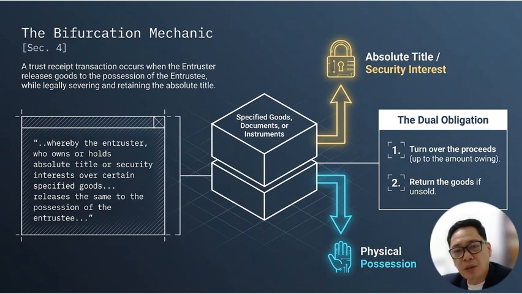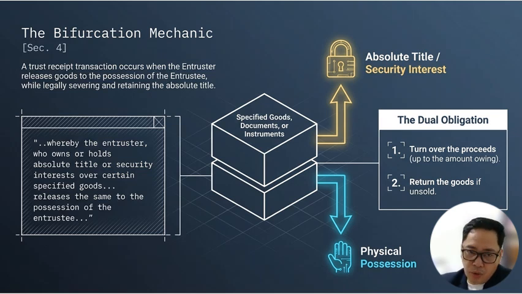So the next one would be bifurcation of the entrustee's core obligation. So limit proceeds with return items. The fundamental mechanic of the trust receipt agreement splits it into two distinct operational outcomes, depending on whether the entrustee is successful in disposing of the items. So, if the goods, documents, or instruments are sold or otherwise disposed of, the entrustee must turn over the proceeds to the entrustor up to the amount owed.